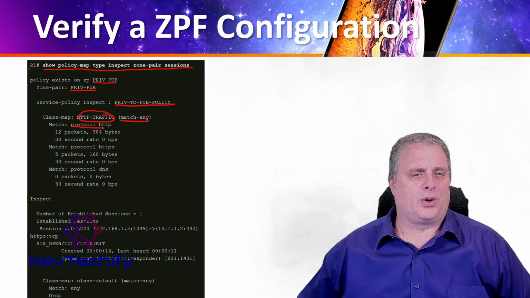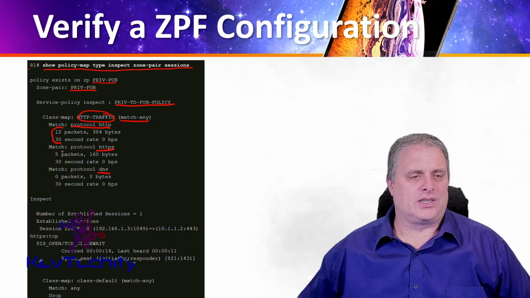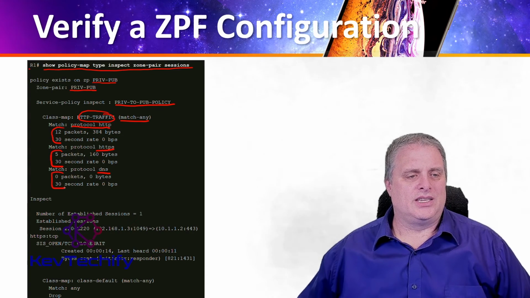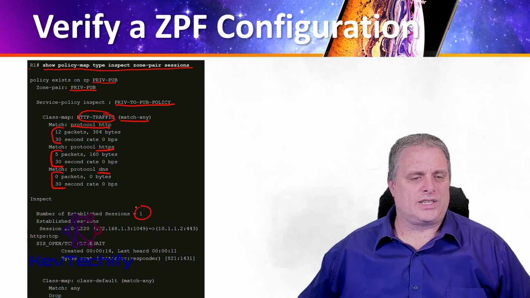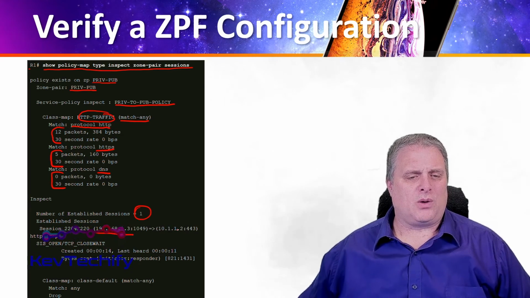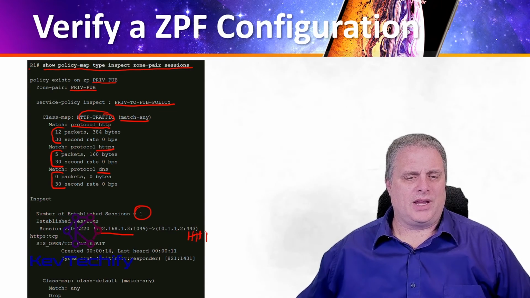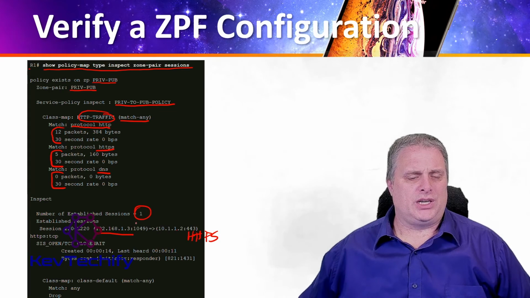So we have a protocol of HTTP, HTTPS, DNS. We can see how many packets actually match in it. So it does give us statistics here. So we've had 12 packets in 30 seconds, we've had 5 packets in 30 seconds, and 0 packets. Number of established sessions: we had 1 established session, and it went from 192.168.1.3 to 10.1.1.2 on port 43. So this is HTTPS here. I'm guessing somebody made a web call from a machine here to a web server here.